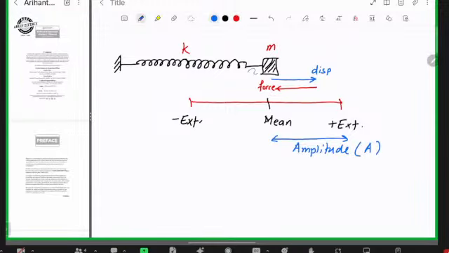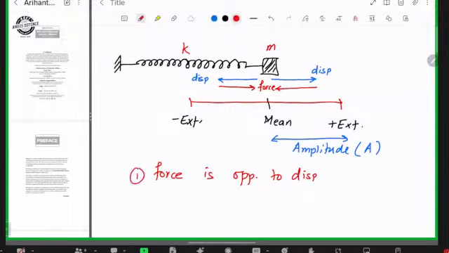When the displacement occurs on the left side, the spring will apply the force in the right direction. Can you see that the force is always opposite to the displacement? We can write mathematically that the first condition is that the force is opposite to displacement. This is the first condition.